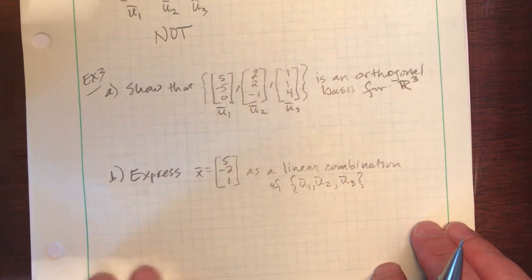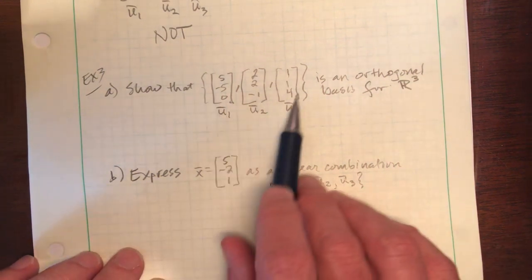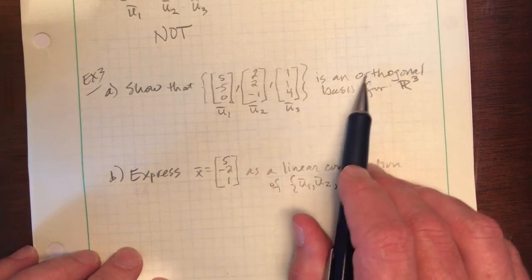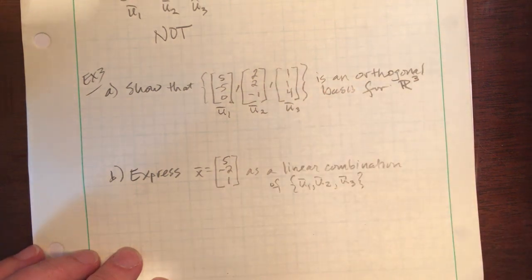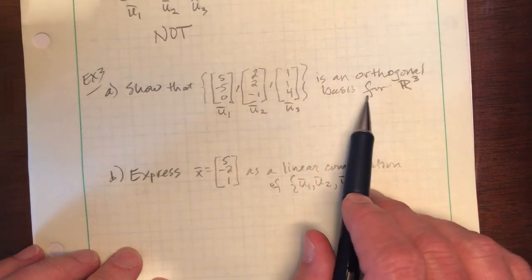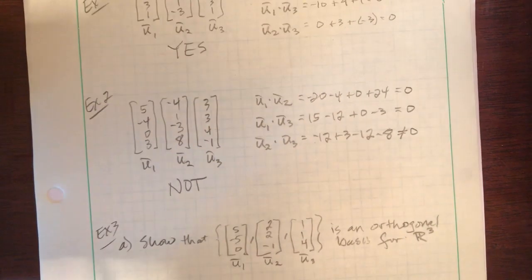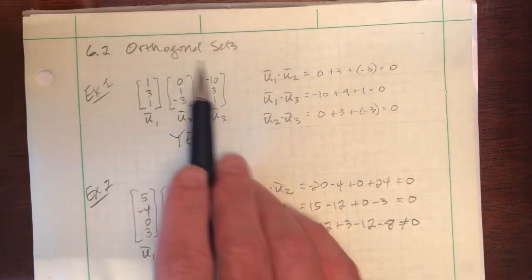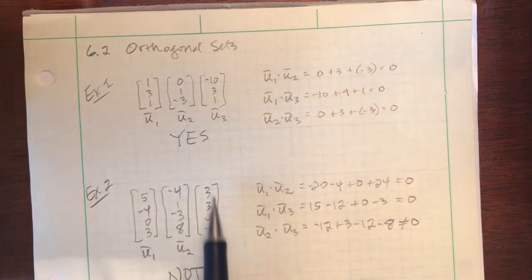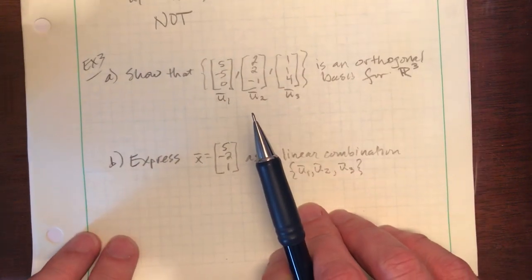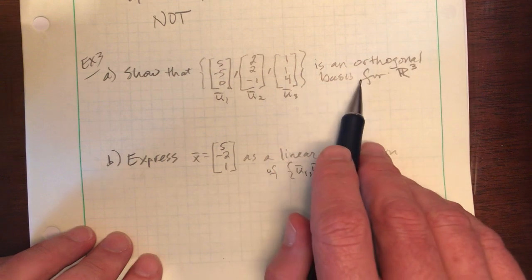All right, example 3, two-parter. First thing I want to show is that we've got a set. I want to know not only is this an orthogonal set, but is it a basis for R3? And so this is a little more restrictive. For instance, these two examples up here, this was a basis for R3. This was not a basis for R4. I would have had to have a fourth vector.